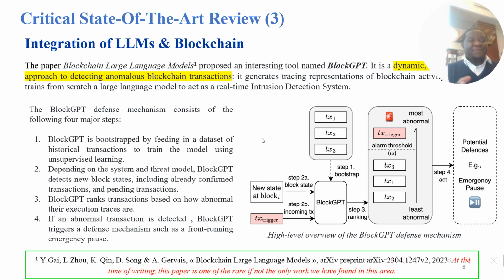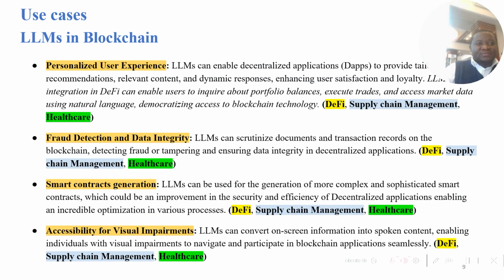But we were just happy to see that, in a paper released in 2023, at least one group of people have thought about integrating the two technologies. So, what are some use cases that we thought of in which LLMs can be used together with a blockchain? We thought about three main applications: first of all, the field of finance, in decentralized finance, the field of supply chain management, and also the field of healthcare.